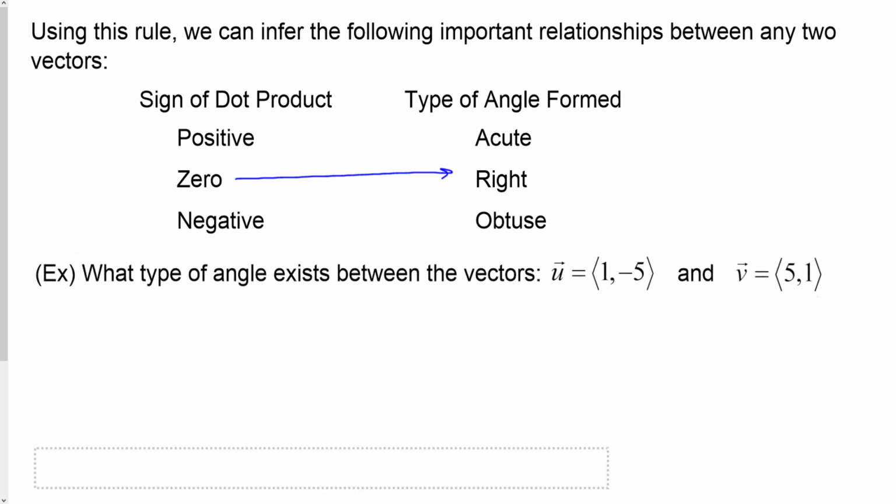But let's check out and see what type of angle exists between the vectors u equals 1, -5, and v equals 5, 1. So we calculate the dot product. u dot v would be 1 times 5, which is 5, plus -5 times 1, so that's -5, which is 0. So there's a right angle between these two vectors.